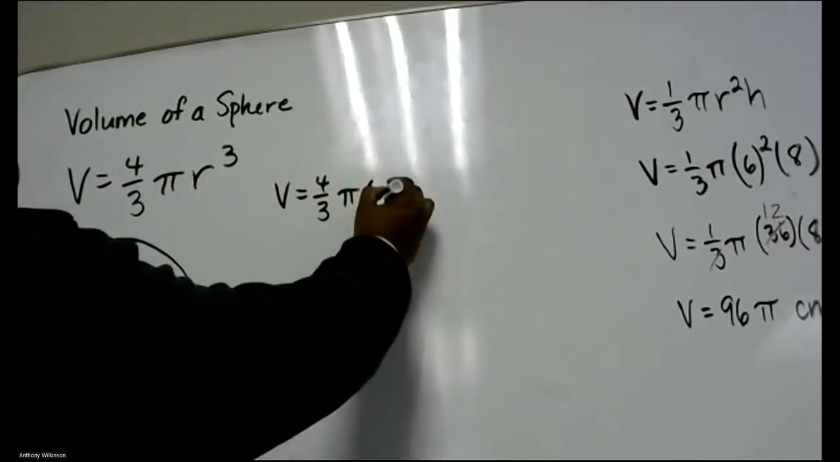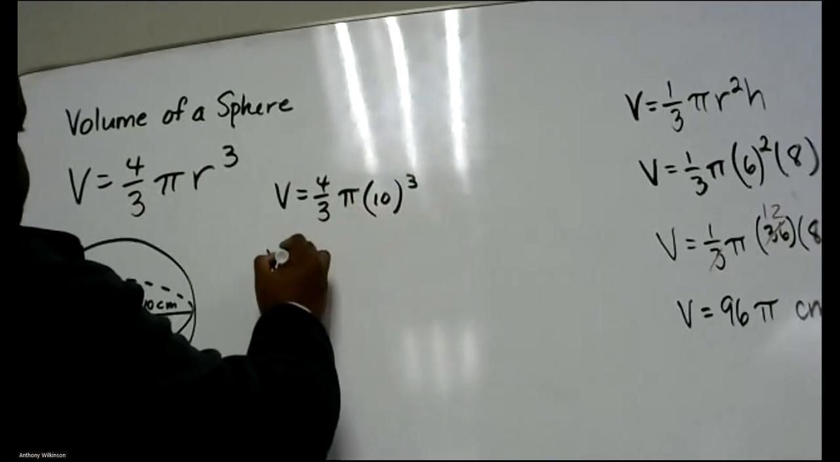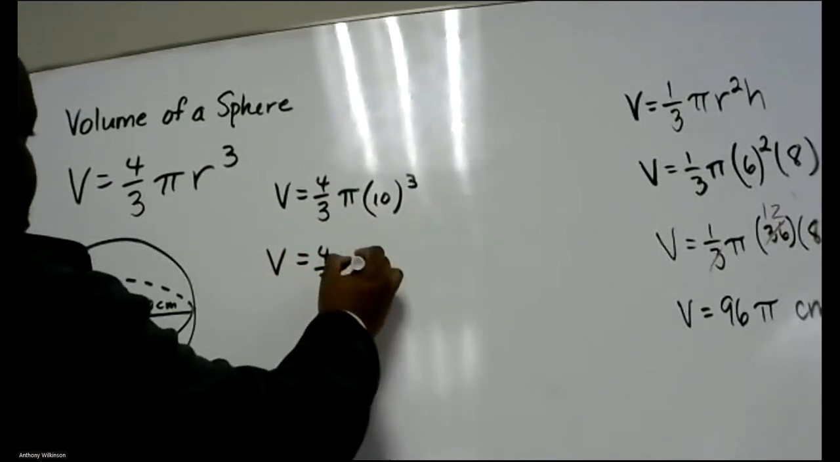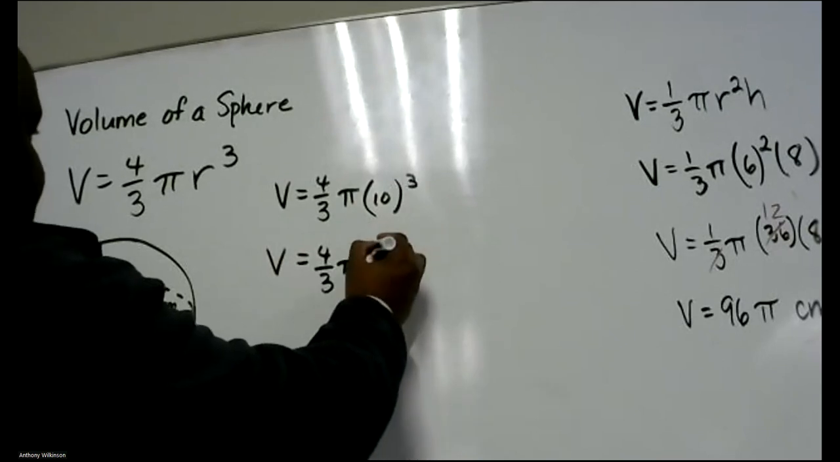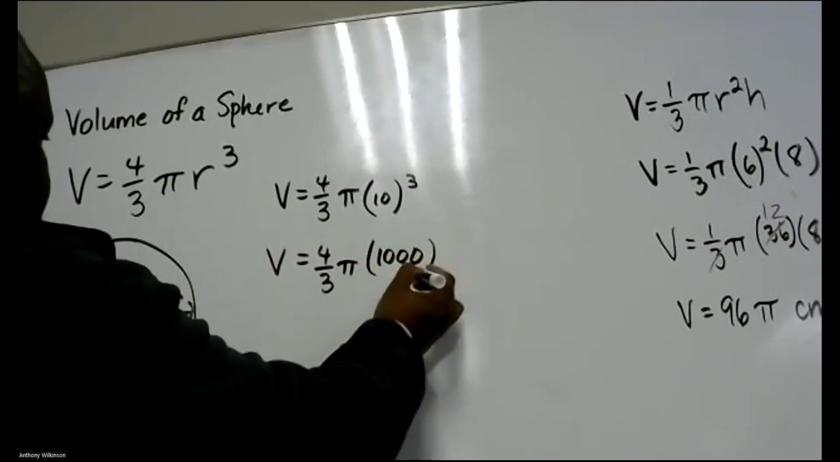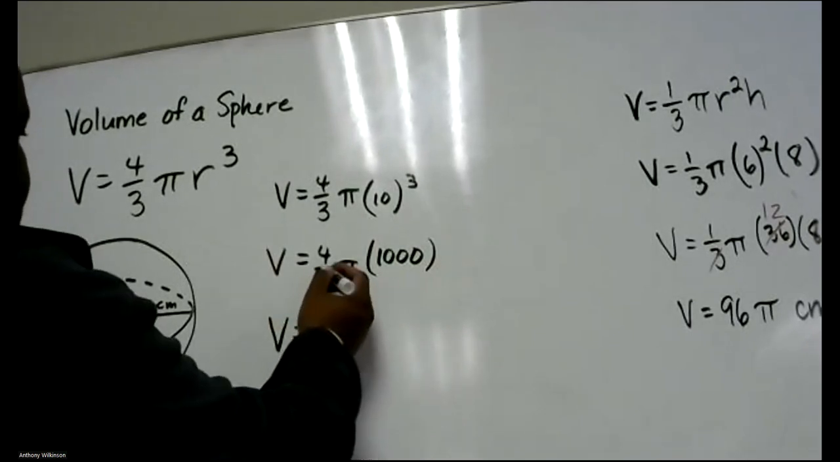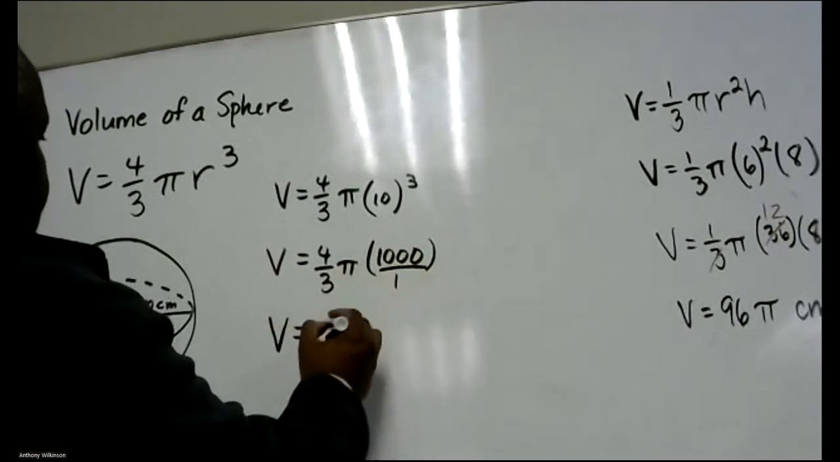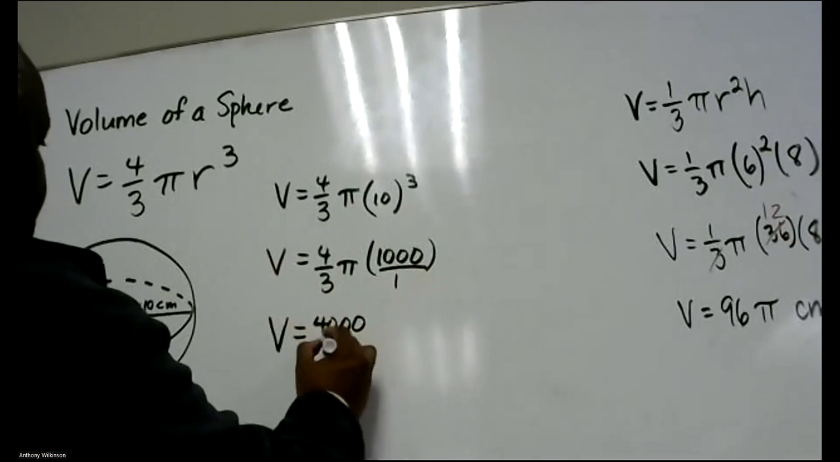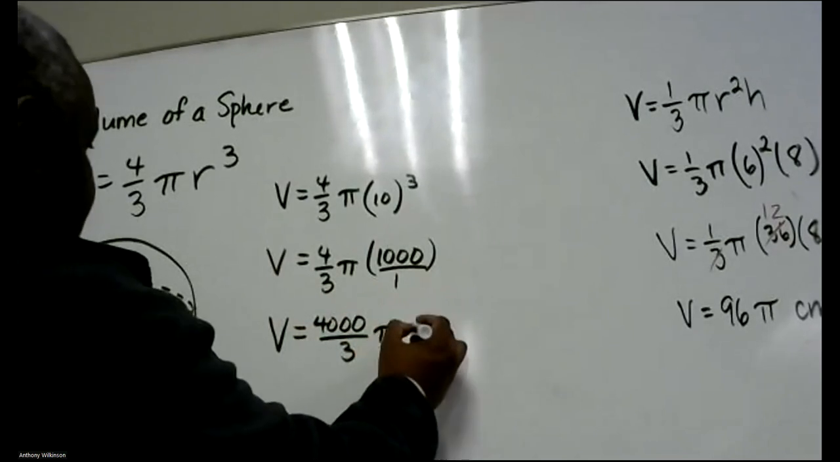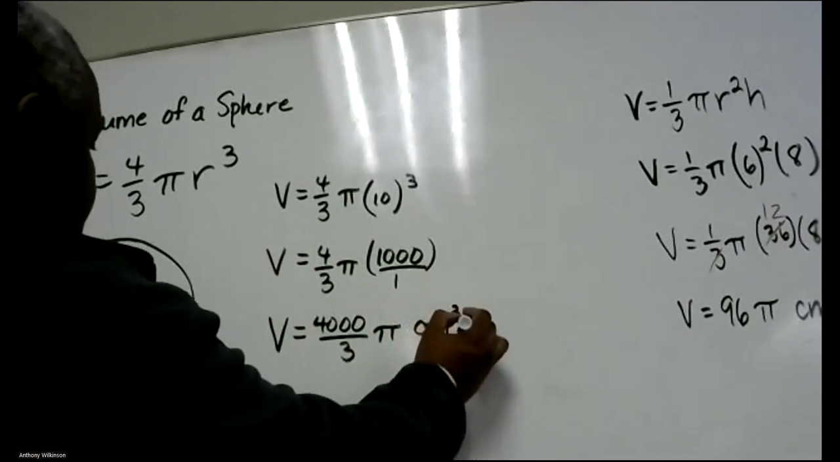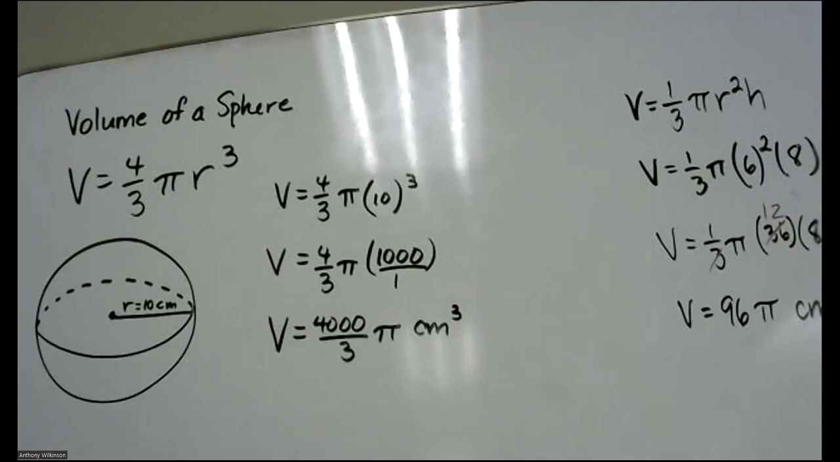And the radius is 10, so this will be 10, and that's gonna be cubed. 10 cubed is 10 times 10 times 10. That would be 1,000. And I'm just gonna do 4/3 times 1,000 over 1. That will be 4,000 over 3 times pi. And this will be in cubic centimeters. So the volume of that sphere with a radius of 10 would be 4,000 over 3 pi cubic centimeters.